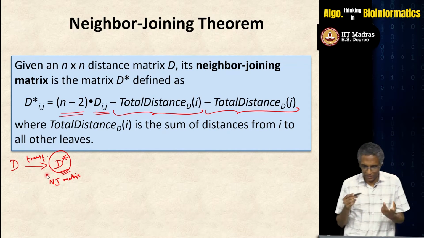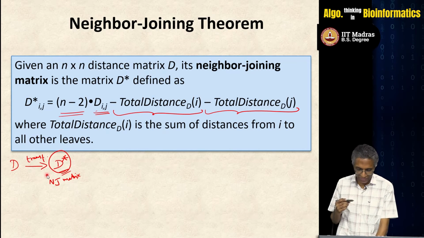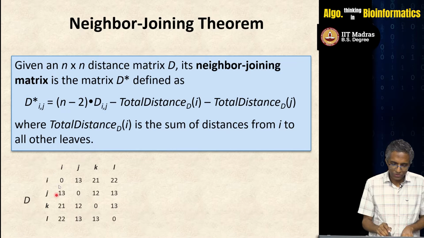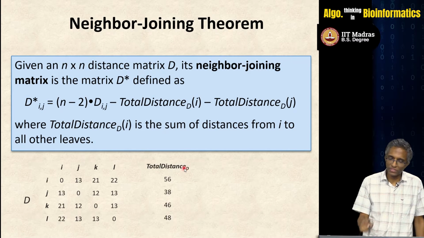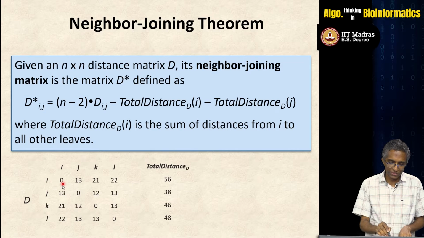That we need to understand a bit, but let us say that we take that on faith, and at least illustrate what the operation is. So, this is the matrix D, and this is the total distance vector, from i to everything else. The distance from i to i itself is 0, j to j itself is 0 and so on. So, all you have to do is row sums.